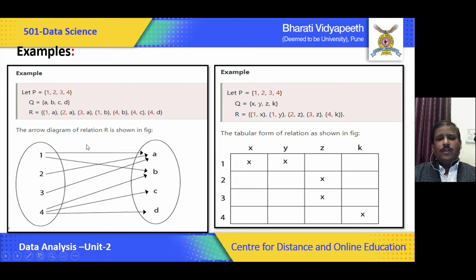Now this particular relationship can be represented in matrix format, a tabular format here. We can have X, Y, Z at the column level, and 1, 2, 3 at the row level. So 1 to X, you can give a cross. A cross indicates there is a relation, and if it is not crossed, there is no relation at all. So this way also you can represent it, right? This is how we can continue the relationship among the data.